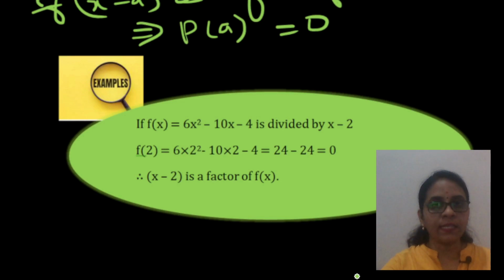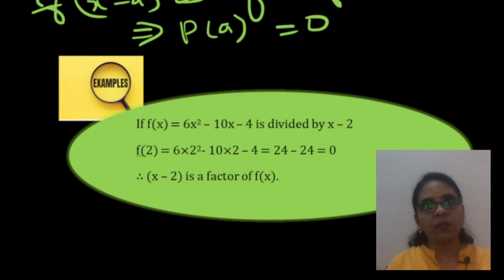So here the first example. If f of x is 6x square minus 10x minus 4, it is divided by x minus 2. They are asking us to check if x minus 2 is a factor or not. How do we check whether x minus 2 is a factor or not? Come on, tell me, children.